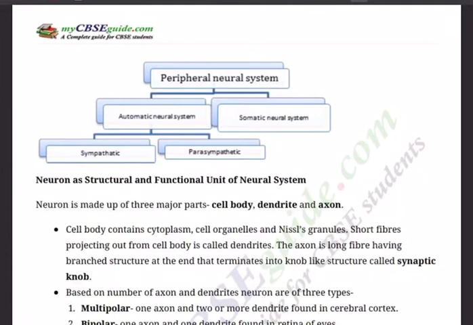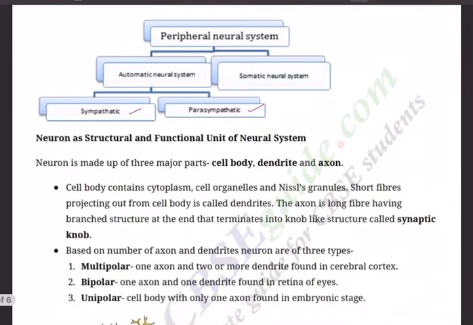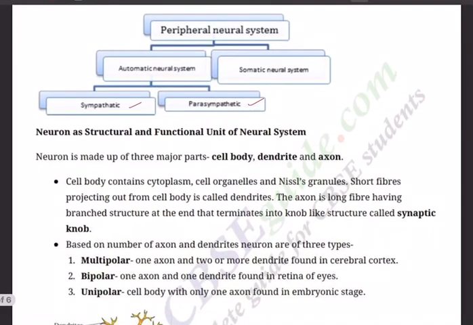And peripheral nervous system, just now I said, it is of two types, autonomic neural system and somatic neural system. In turn, autonomic nervous system, it is called ANS. ANS becomes two parts, sympathetic nervous system, parasympathetic nervous system, both play very, very crucial role in us.